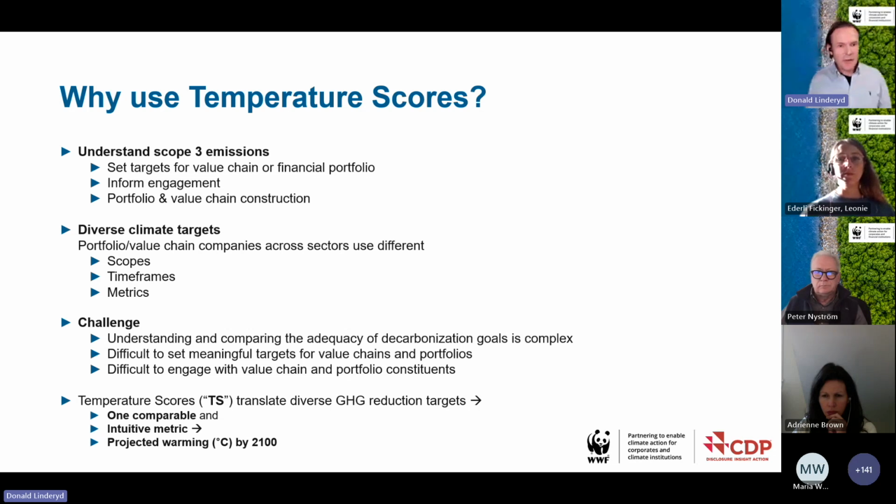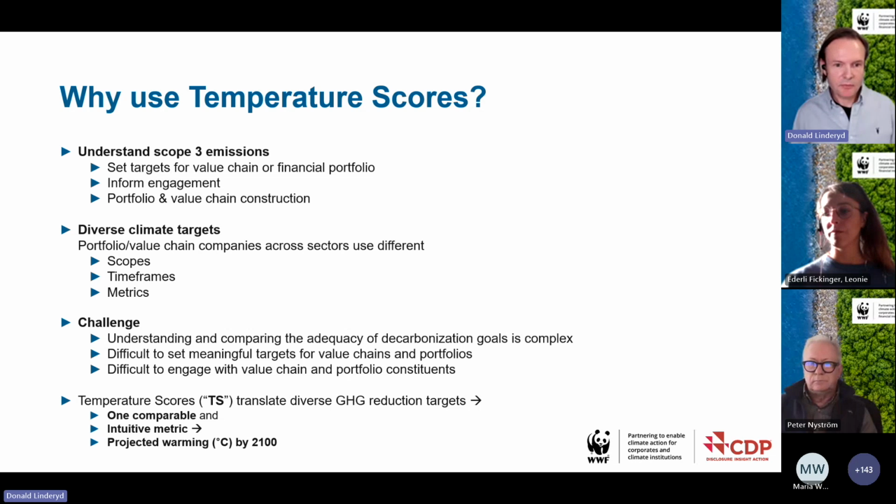The problem here is that a lot of companies in our portfolio and value chains come from different sectors, and they use very different timeframes and scopes and metrics when they set their own targets. And this creates challenges for us to understand and compare companies. It also makes it more difficult for us to set meaningful targets for our own scope 3. And to that end, it makes it also difficult to engage with the value chain and portfolio company constituents. So the answer to this is to use temperature scores, because that translates all of these diverse GHG reduction targets into one comparable and intuitive metric.